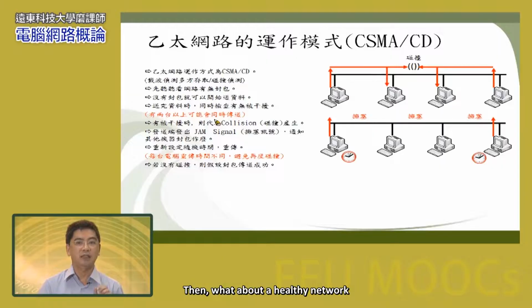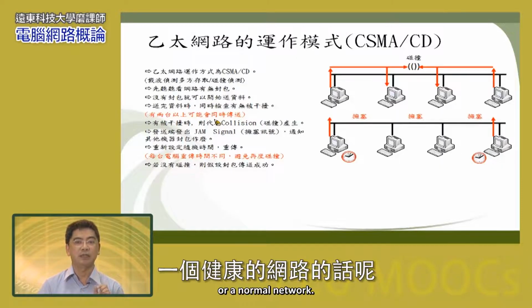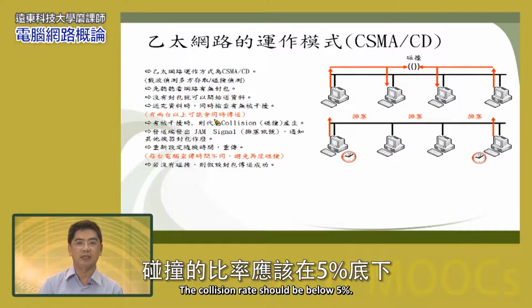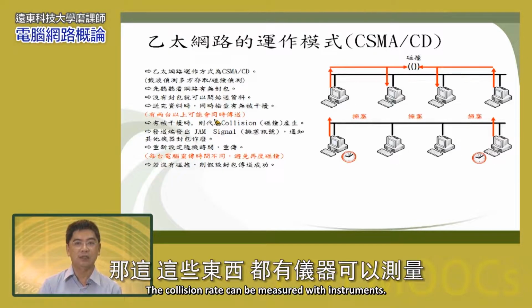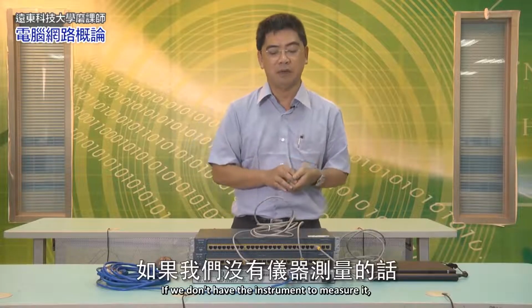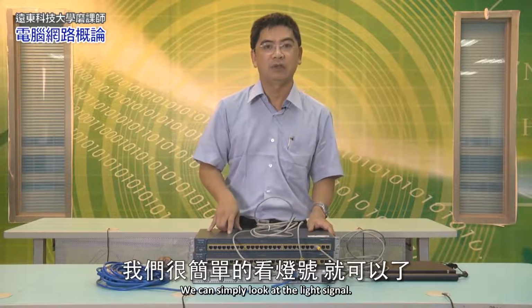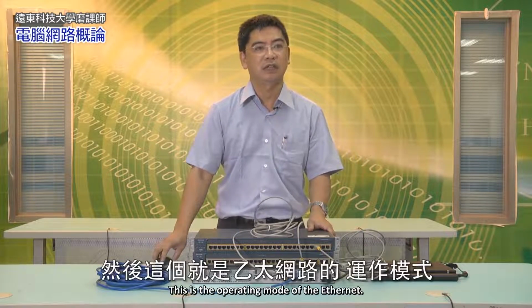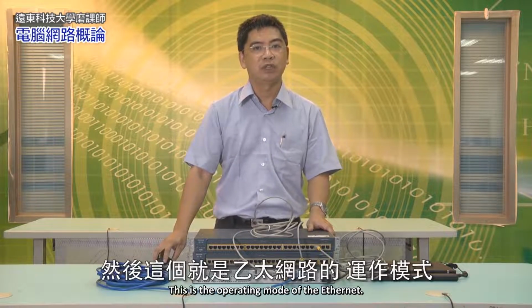Then what about a healthy or normal network? The collision rate should be below 5%. The collision rate can be measured with instruments. If we don't have an instrument to measure it, we can simply look at the light signal. Just look at the light. This is the operating mode of Ethernet. End of the course. Thank you for watching.